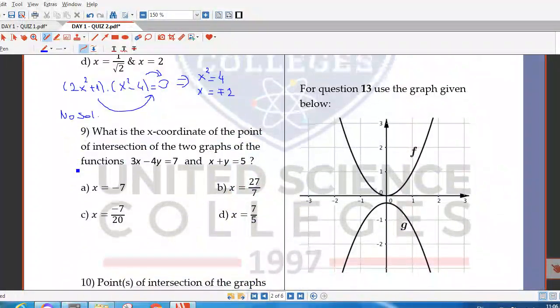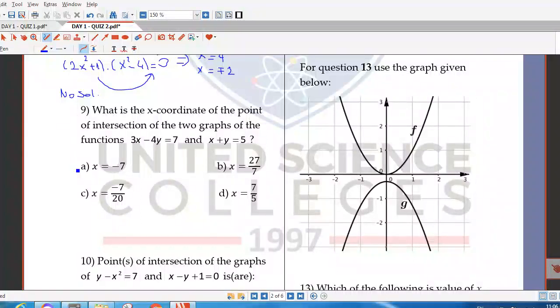Question 9. What is the x-coordinate of the point of intersection of two graphs of the functions? They are both linear functions. Their graphs will be lines. I don't need to write y alone. I can apply the logic of solving a system of equations with two unknowns. You may use the ordinary method to solve.